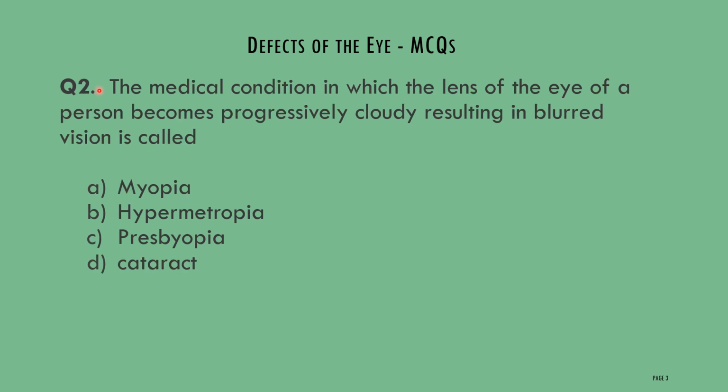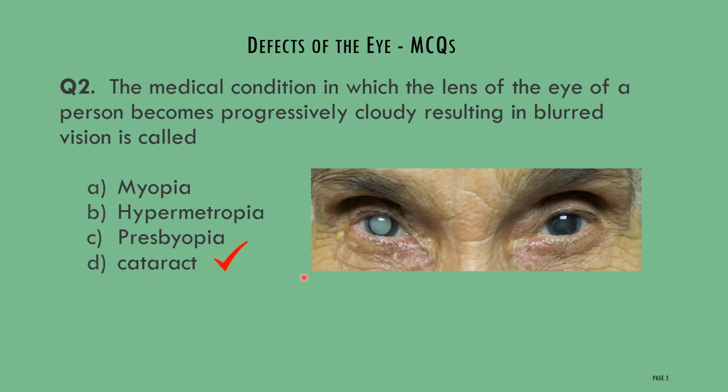Second question. The medical condition in which the lens of the eye of a person becomes progressively cloudy, resulting in a blurred vision, is called. That person is not able to see the object properly. The object becomes blurred. Let us see the options. Option A is myopia. Option B is hypermetropia. Option C is presbyopia. Option D is cataract. Which is the correct answer? The correct answer is cataract.